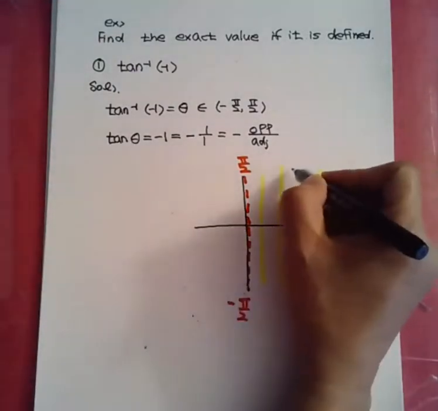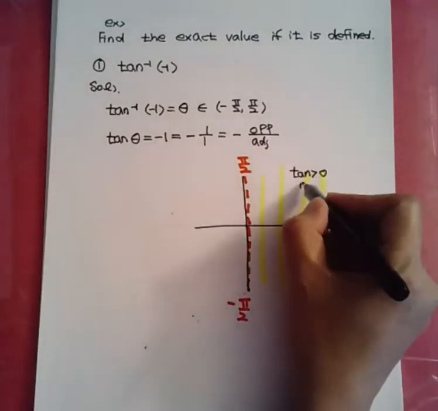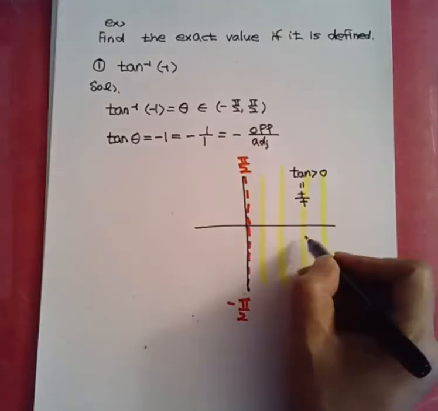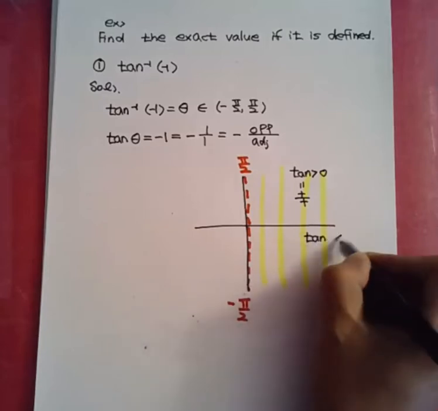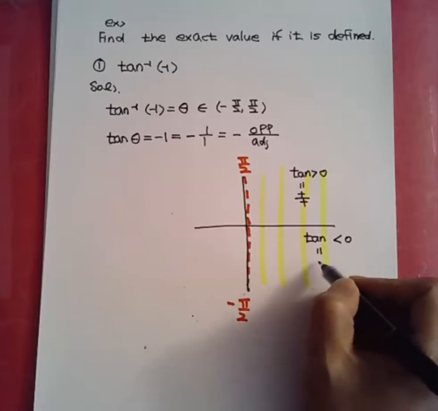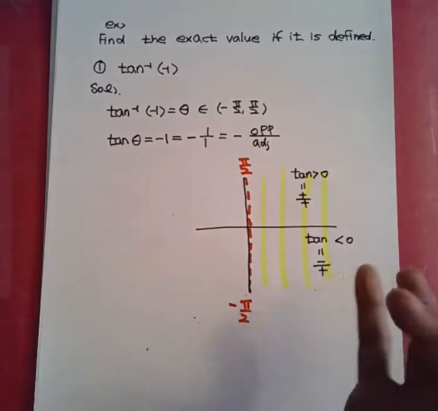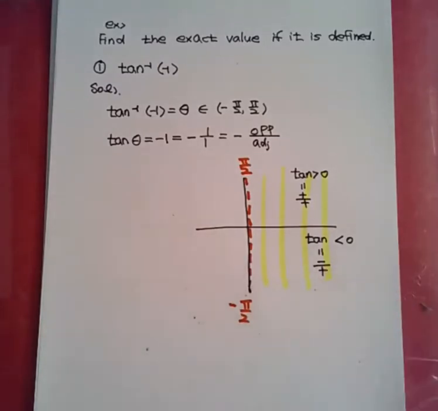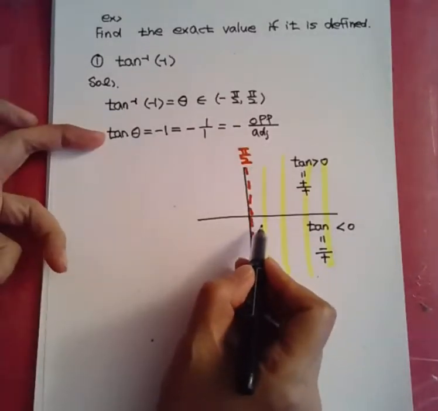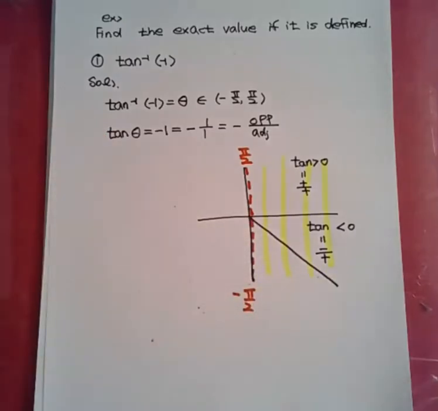In the first quadrant, the tangent value is positive because that is y over x, which is plus over plus. In the fourth quadrant, tangent is negative because tangent is defined as y, which is negative, over x positive. So minus over plus is minus. So when we think about theta, theta should be located in the fourth quadrant.